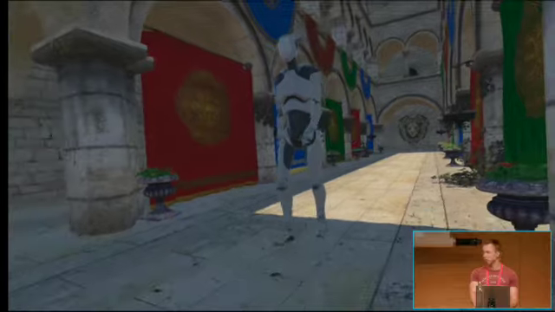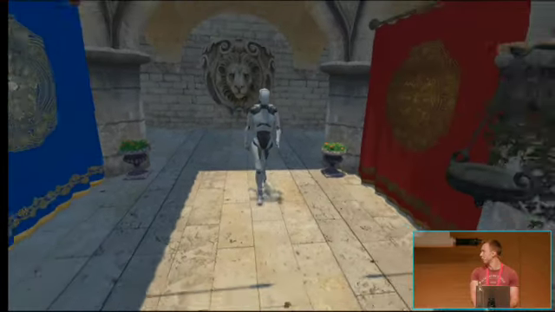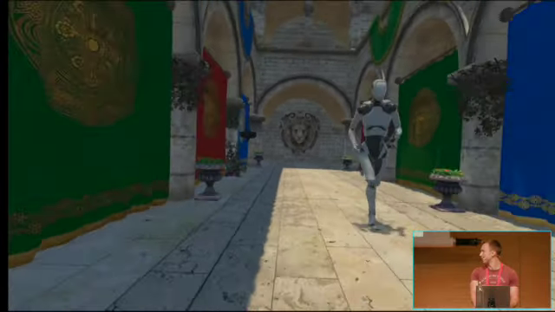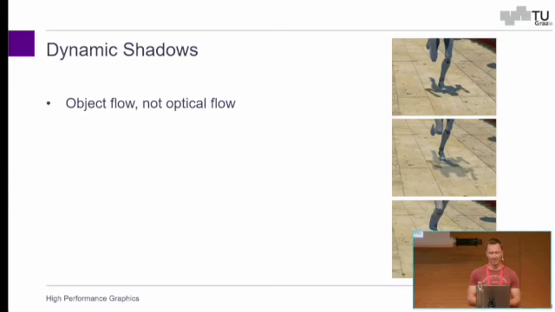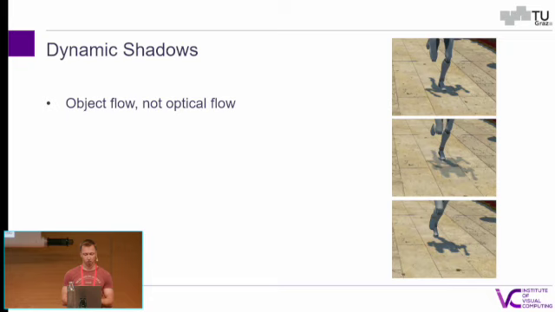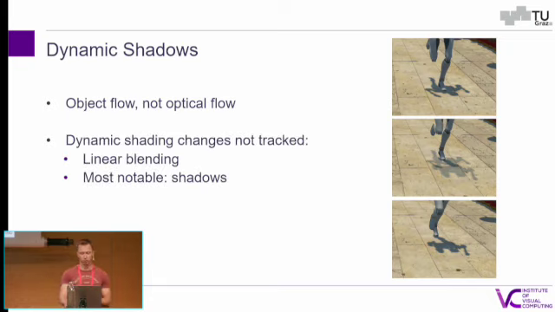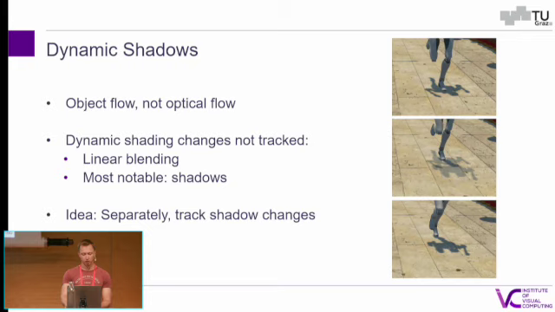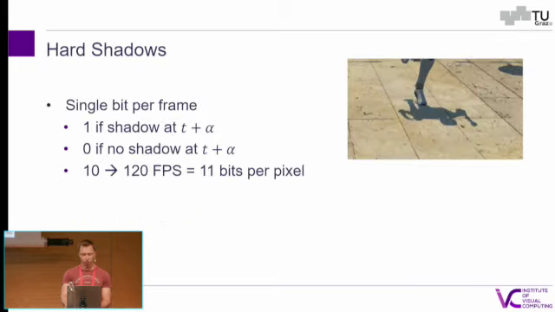However, you might also notice, if you have a look at the shadow of the moving mannequin, that it still looks kind of funky. And this is due to the fact that we only track the object motion and not the entire optical flow of the image. And therefore, dynamic shading changes such as the shadows are simply not tracked and only get linearly blended, leading to the results you have seen. So the idea is to separately also track the shadow changes.